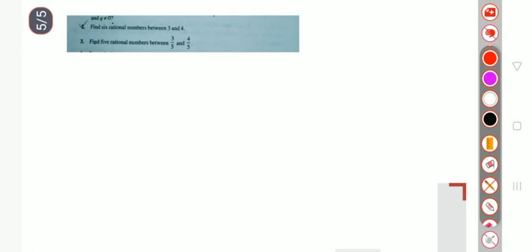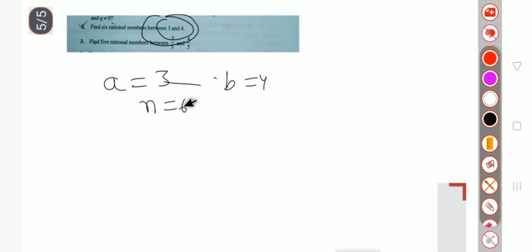Now the second question is asking, find 6 rational numbers between 3 and 4. I will explain the second method of finding. We have to find 6 rational numbers between 3 and 4. Here suppose A is given 3 and B is given 4. We have to find 6 rational numbers, so n equal to 6. So here A and B both are integers. A is 3 and B is 4.